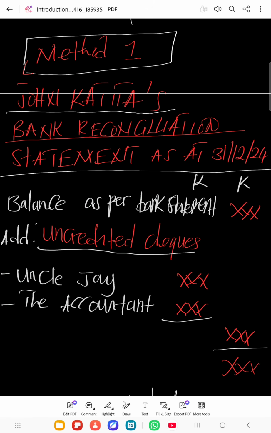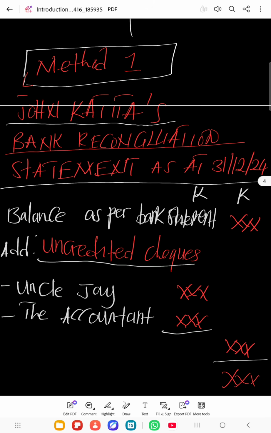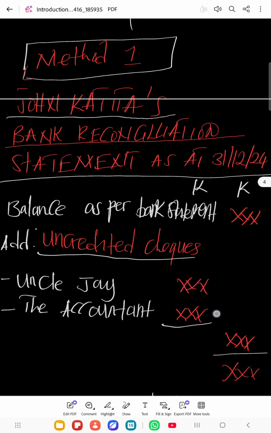Title is very important. You write the name there. So I gave an example there saying John Katita's bank reconciliation statement as at. For bank recon, it is as at the month end, so 31st December 2024. It could be any month.